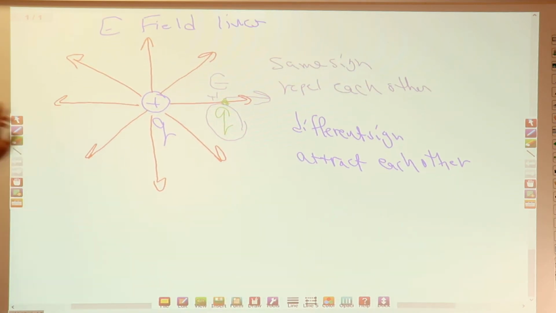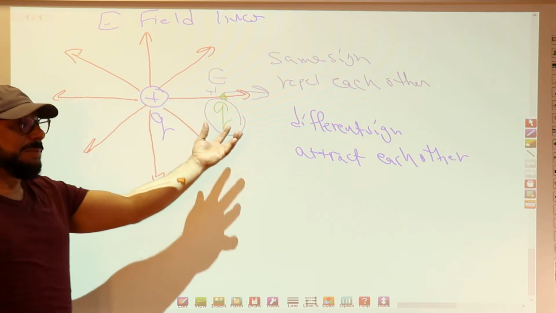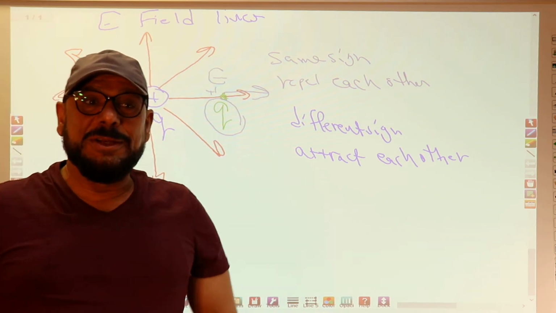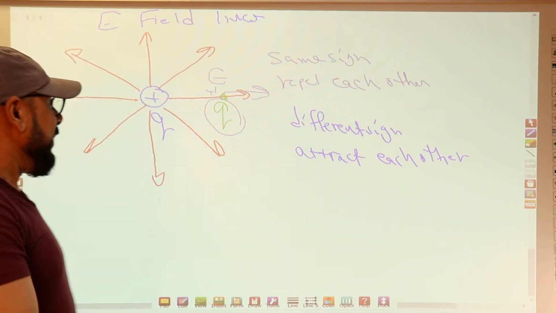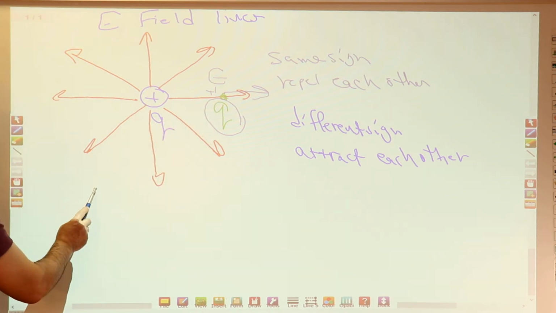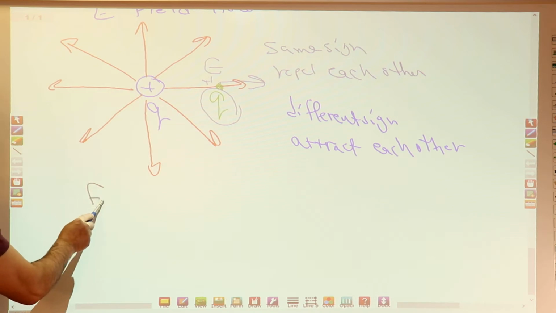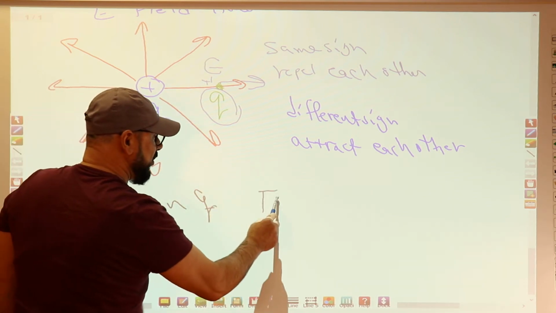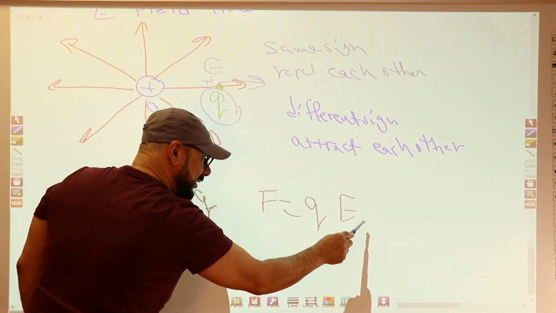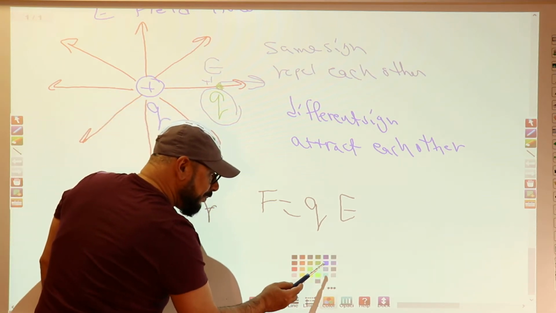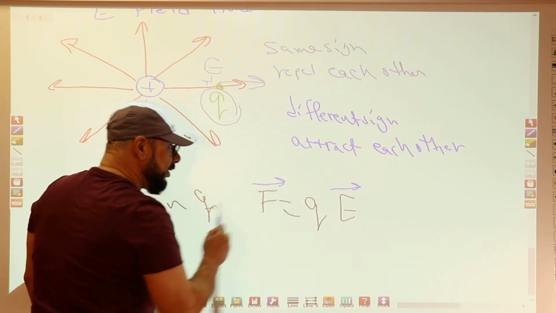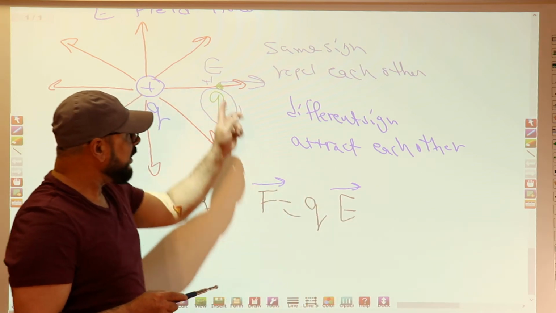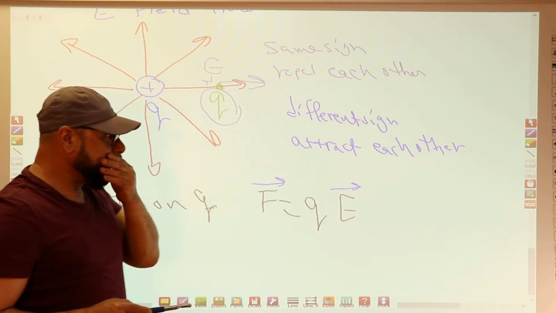Now, we agree that with electric field lines, if you come in this field, you're going to get affected, which is true. If anyone comes next to your place, you're going to get affected. That's your field. But the force, how can I calculate the force? Force on Q equals Q times the magnitude of the electric field. Since both electric field and force are vectors, the direction of the force will be the same as the direction of the electric field. If this guy goes to the right, this guy goes to the right.